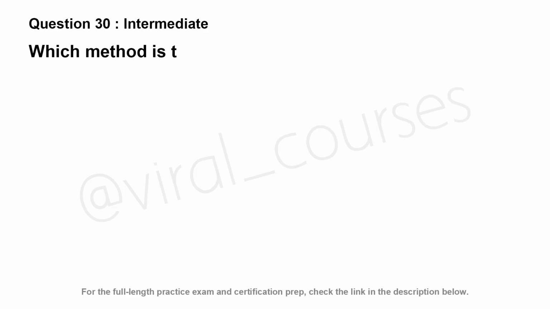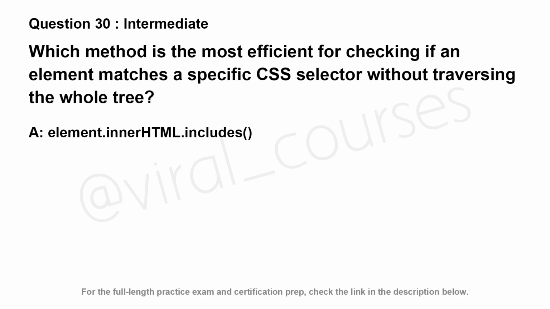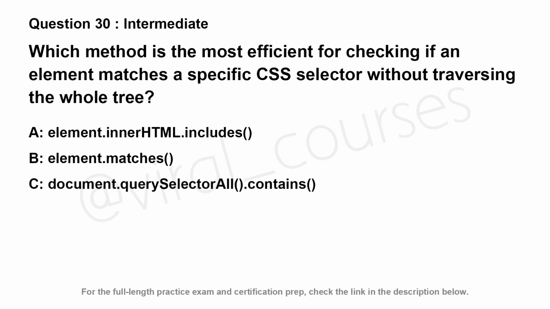Which method is the most efficient for checking if an element matches a specific CSS selector without traversing the whole tree? Option A. element.innerHTML.includes. Option B. element.matches. Option C. document.querySelectorAll.contains. Option D. element.tagName equals.